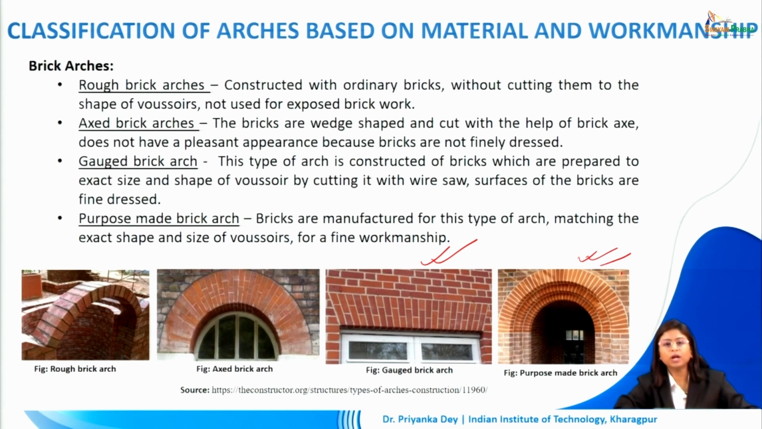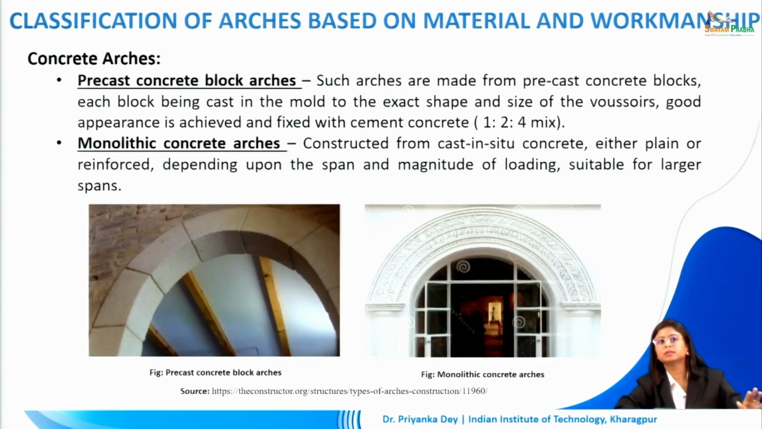So we have stone arches, brick arches. Now let's look at concrete arches. Here, precast concrete block arches can be used. These arches are made up, as the name suggests, from precast concrete blocks, and each block is cast in a mold to the exact shape and size of the voussoirs needed. It gives a very good appearance because we have a very regular shape to the arch, and each of the voussoirs looks identical, and they're fixed with cement concrete.